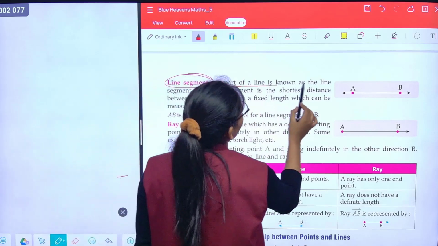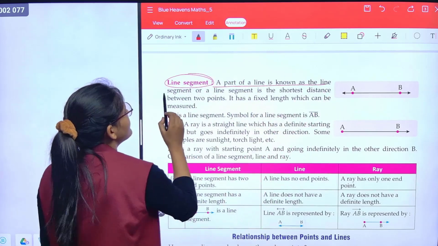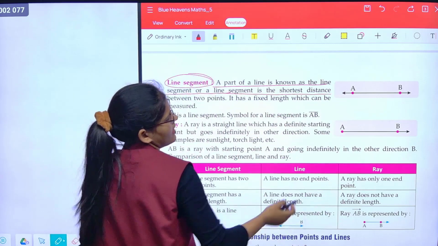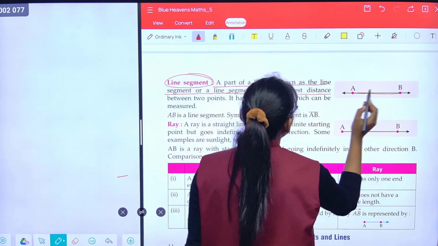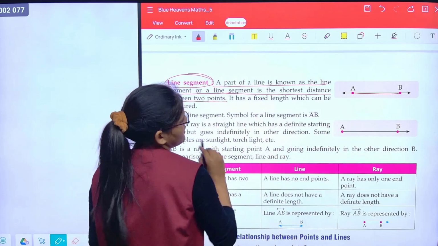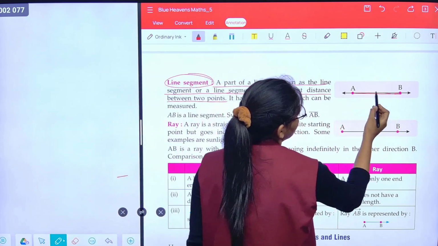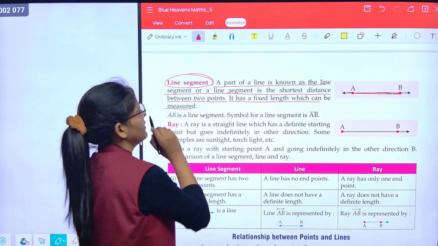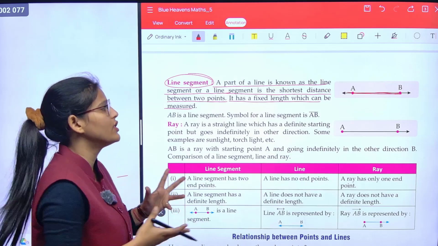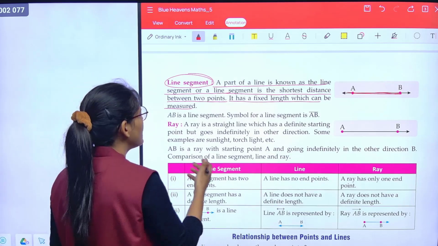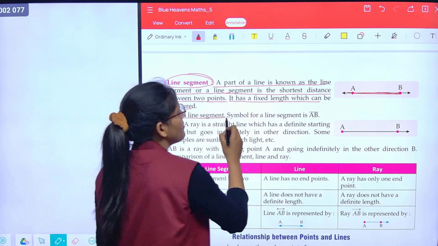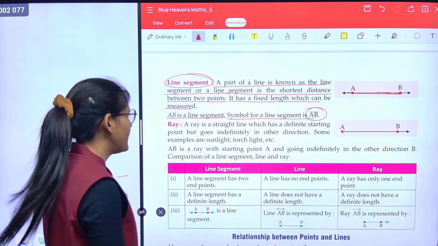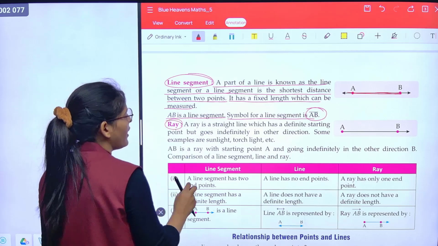Now class, line segments. A part of a line is known as a line segment, or a line segment is the shortest distance between 2 points. As shown here, it has a fixed length which can be measured. AB is a line segment. The symbol of a line segment is this. Understand?